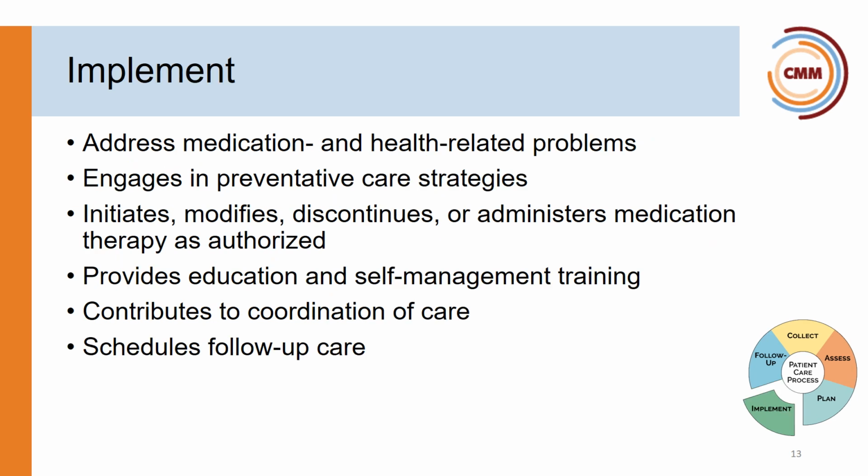Next is implement. The pharmacist implements the care plan in collaboration with the healthcare team and the patient or caregiver. During the process of implementing the care plan, the pharmacist addresses medication and health-related problems and engages in preventative care strategies, including vaccine administration. Initiates, modifies, discontinues, or administers medication therapy as authorized. Provides education and self-management training to the patient or caregiver. Contributes to coordination of care, including the referral or transition of the patient to another healthcare professional. And schedules follow-up care as needed to achieve goals of therapy.